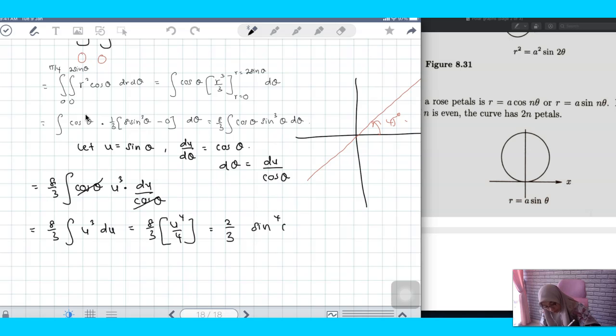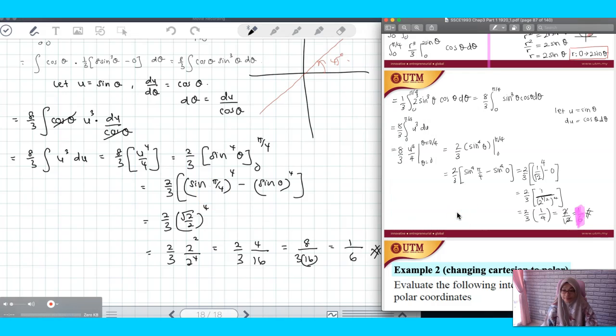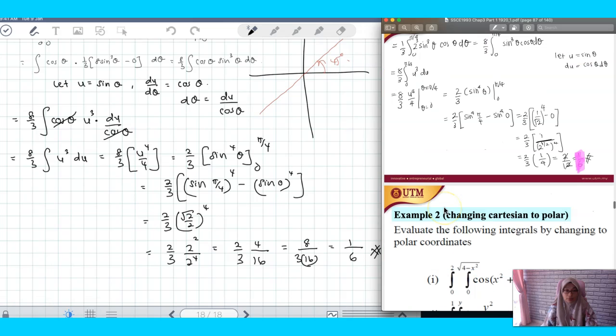Okay, then you have to evaluate. In that case, as I mentioned before, you have to make sure your calculator is set in radian, not 45 degrees. Okay, then after you substitute and simplify, the answer is 1/6. Then changing to polar, you have to convert to the double integral in polar.